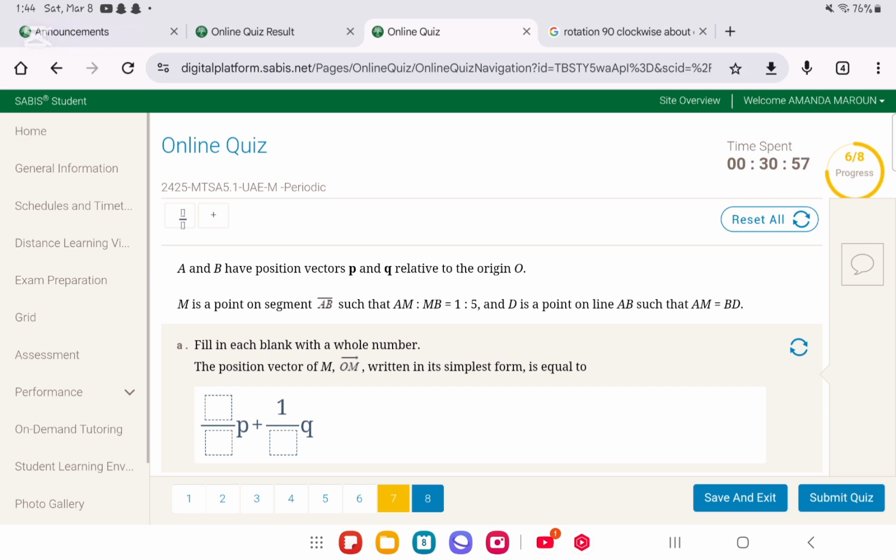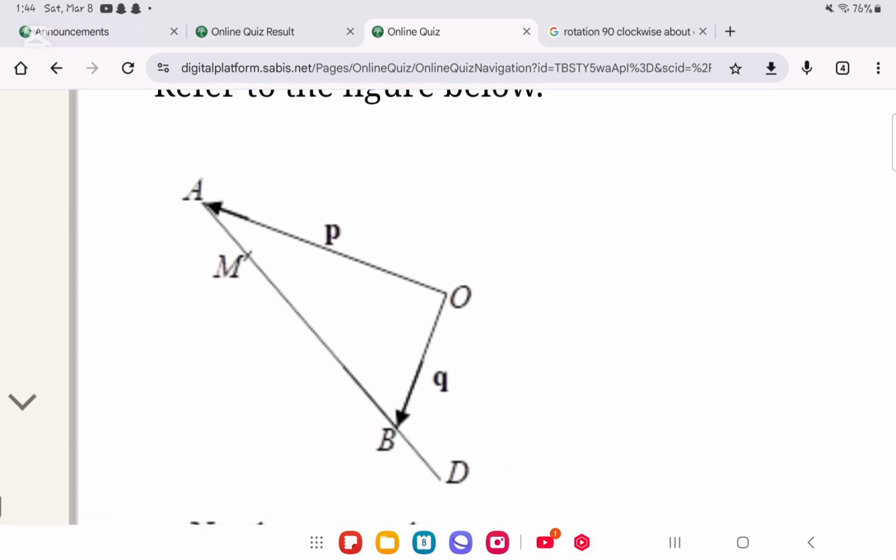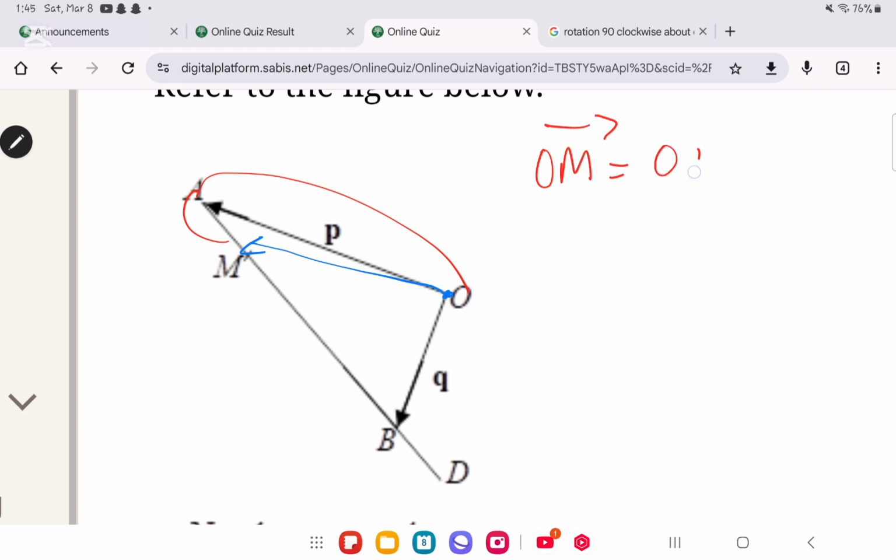The position vector of M, OM, written in simplest form, is equal to... So we need the value of OM. Sorry, this is not really accurate, but it's just OM. So let us take the easiest method. For different people, there are many methods that may seem easy to them. But to me, the easiest method would be to take OA and AM. So OM is equal to OA plus AM. OA, we know its value is P.